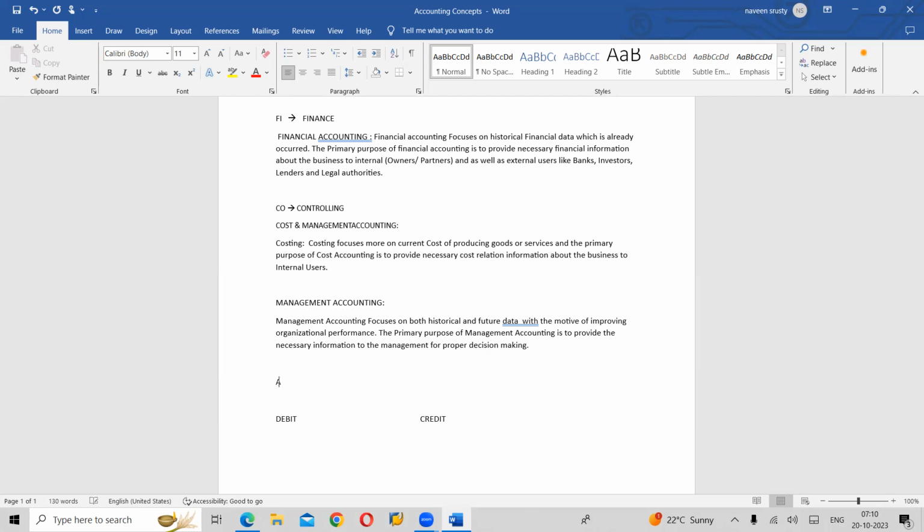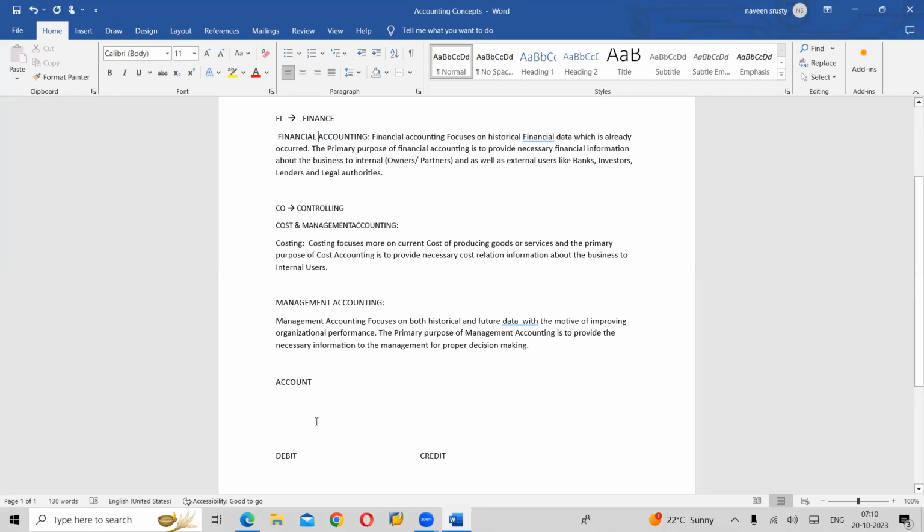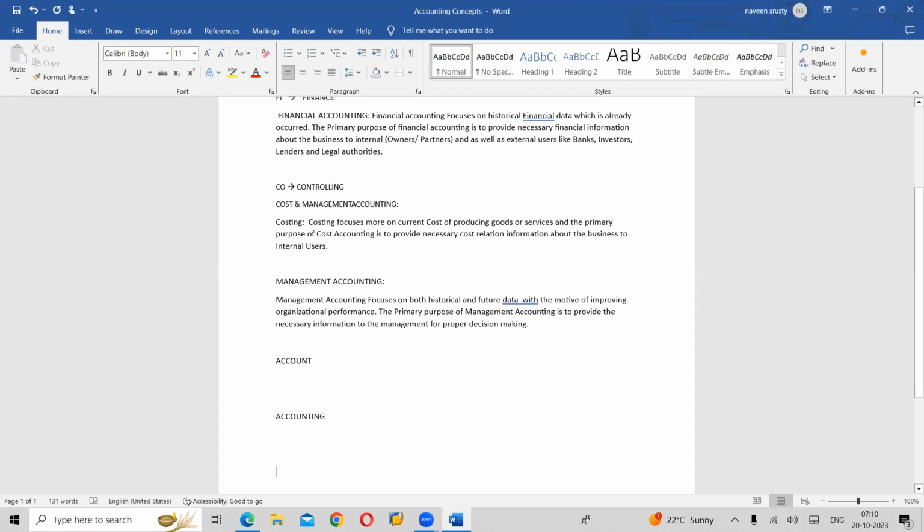Before that, we need to understand the term called account. I said here accounting, cost and management accounting, financial accounting, correct? So what exactly is the term account? Accounting, first we need to understand this terminology. The next, accountancy. What is this?